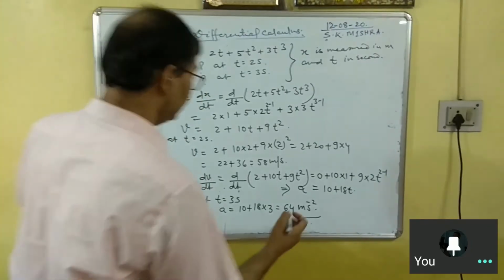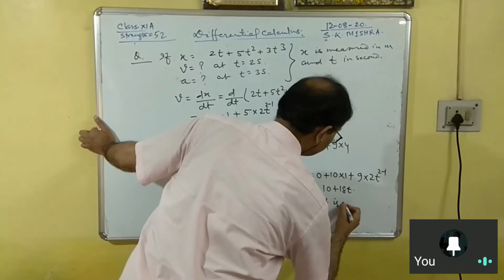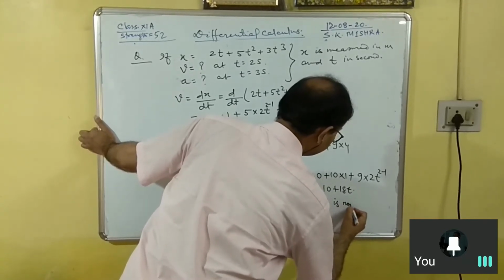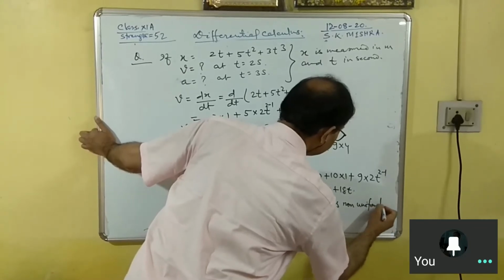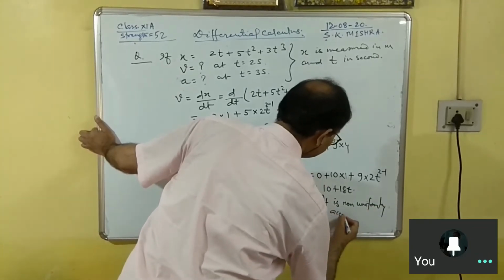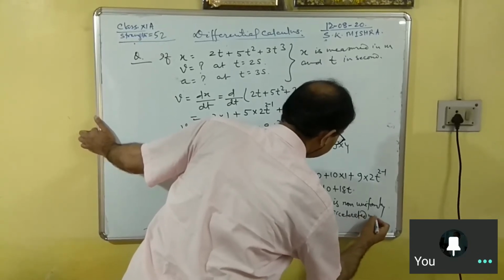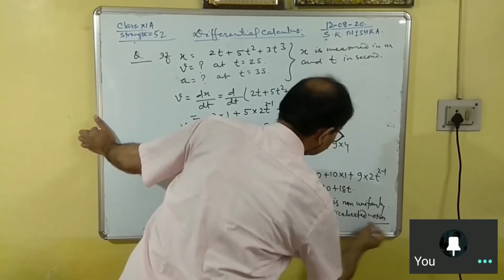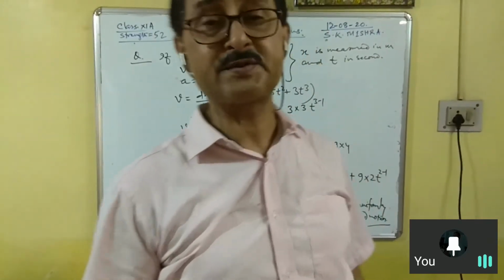So it is non-uniform motion, non-uniformly accelerated motion. S is equal to ut plus half at square.